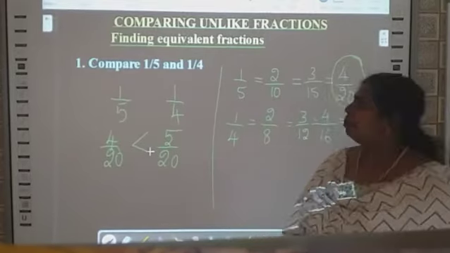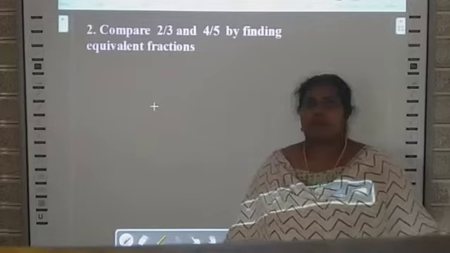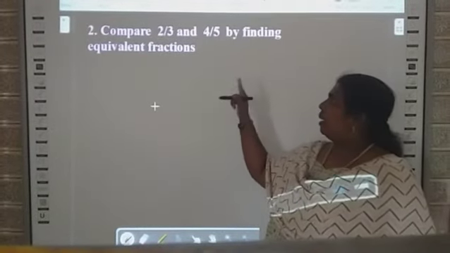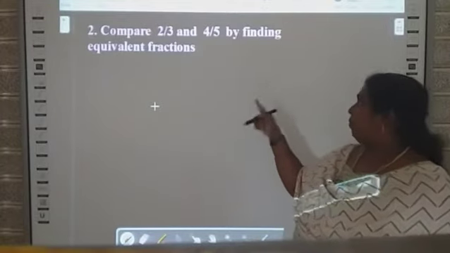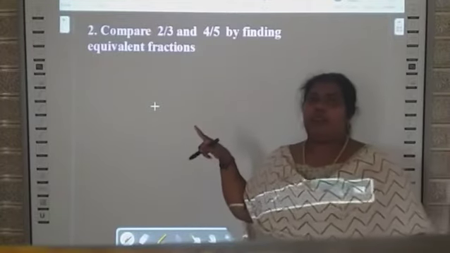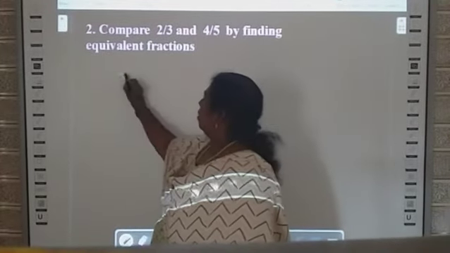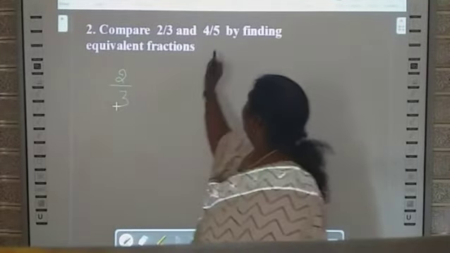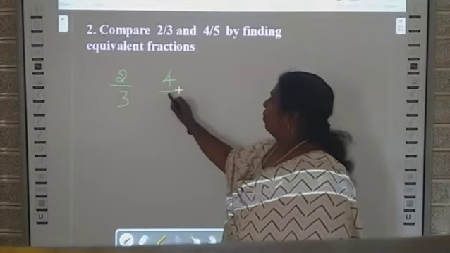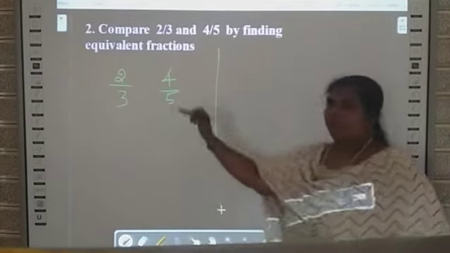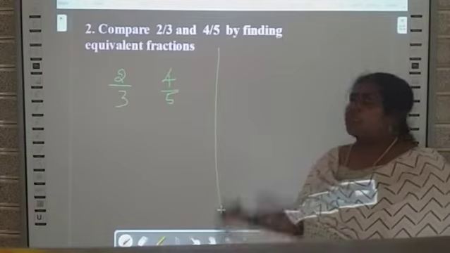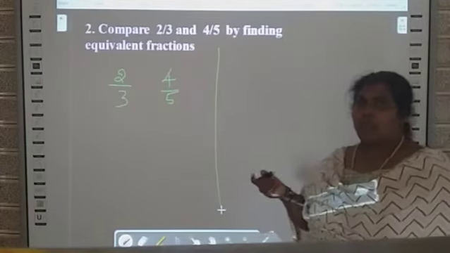Second example. See the second example. Compare 2 by 3 and 4 by 5 by finding equivalent fractions. Okay. So 2 by 3, then 4 by 5. Okay, first we have to find an equivalent fraction. So we have to make the denominators equal, right?